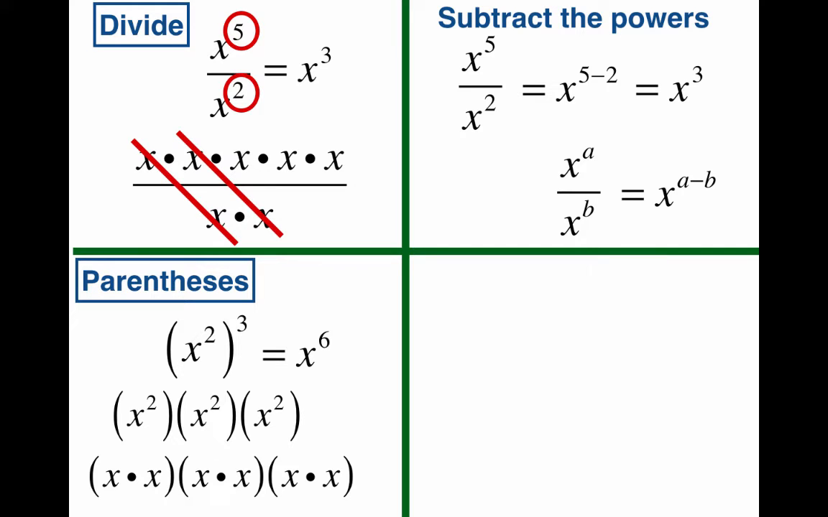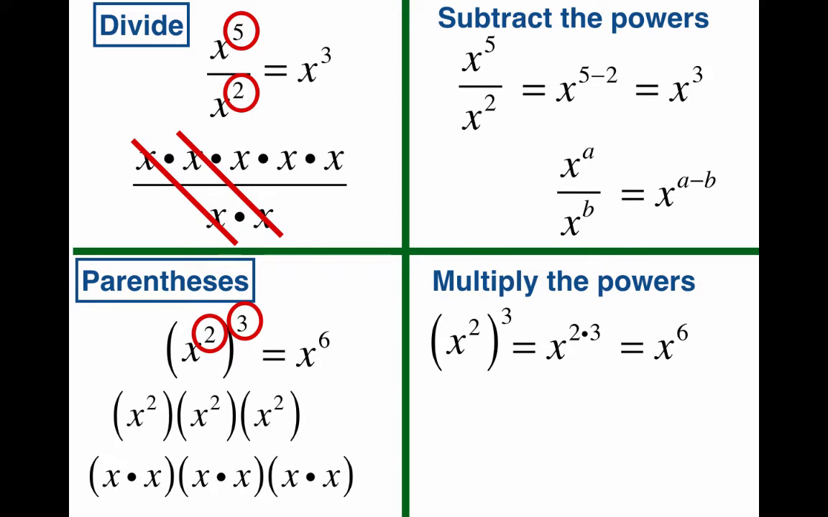But we're looking for a law. We're looking for some sort of rule that we can come up with. Well, what happens with these powers? 2 and 3. Well, the answer is 6, so what did we do with the powers? We multiplied them. 2 times 3 is 6. So our rule over here on the law side is we take x squared to the 3rd and we multiply it. X to the 2 times 3, which is x to the 6th power. That's our rule. Multiply the powers when you have parentheses.